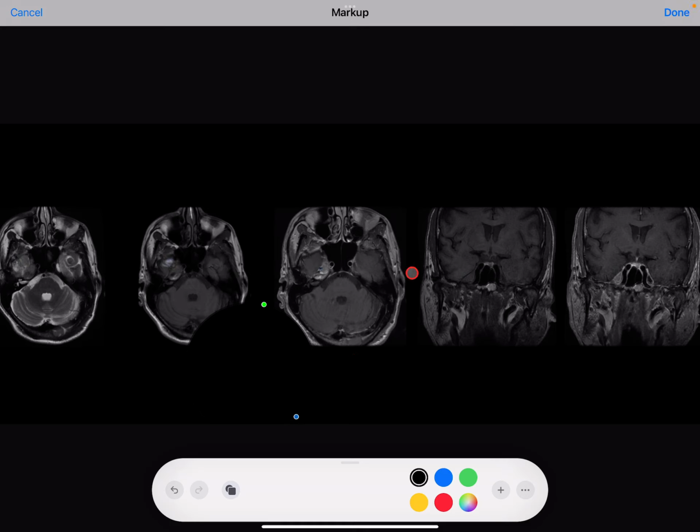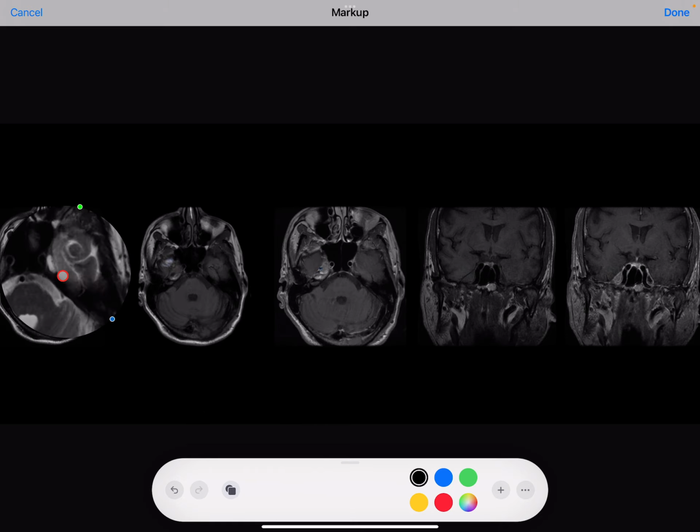This is another case. Here you can see that the first three images are axial images and the last two images are coronal. This is T2 weighted, this is T1 pre-contrast, this is T1 post-contrast, and this is T1 pre-contrast coronal, and this is T1 post-contrast coronal. You can see that this is at the level of the pons, and you can appreciate this is the fourth ventricle.